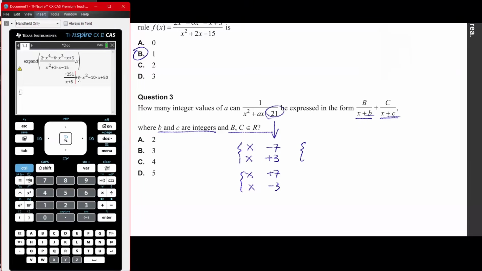These are the only combinations you could think of. And minus 21 can also be written as minus 21 times 1, or, for minus 21, you might get plus 21 times minus 1. So therefore, you get 4 possible cross products, and there are 4 combinations that result in 4 possible values of a.